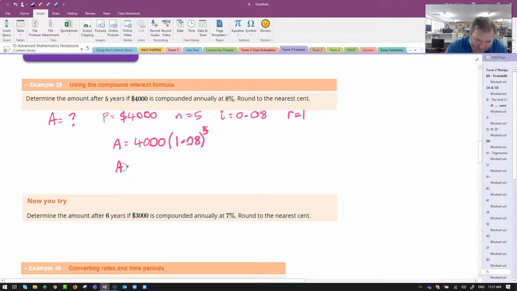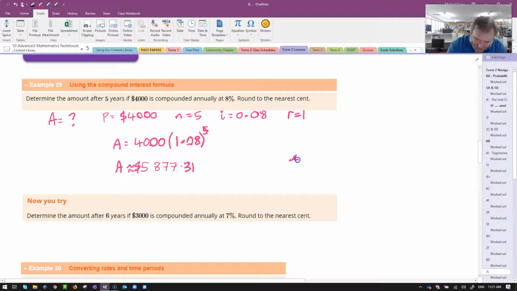Now it's up to you to push buttons on your calculator and get an answer. Luckily, I actually have a calculator with me. I planned ahead today. 4,000 bracket 1.08 bracket to the power of 5. $5,877 and 31 cents. If ever it lets me write 31. Now that should really say approximately equal to, because it wasn't exactly that. There's my dollar sign. We've got the right answer there.